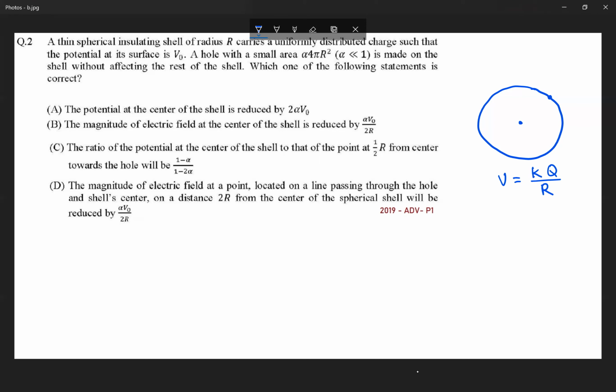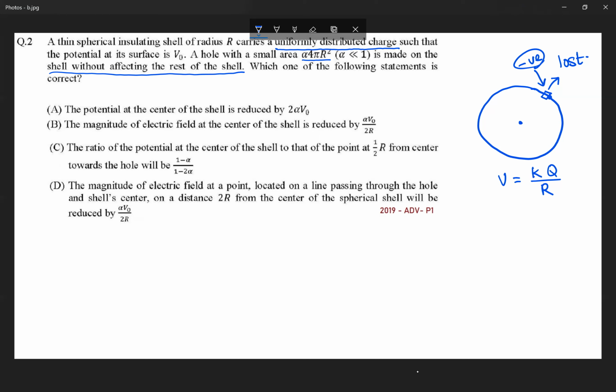The question says that the charge is uniformly distributed all over the shell. A hole with a small area is made on the shell without affecting the rest of the shell. So when we make a hole on the surface of the shell, a small amount of the charge is lost. To effect this, we can add an equal amount of negative charge. The logic is, let us assume that the entire charge on the shell is positive. If you add a little bit of negative charge, the positive charge and the negative charge will cancel, which has the same effect of drilling a hole on the shell. So instead of drilling a hole, we can add a very small amount of negative charge.